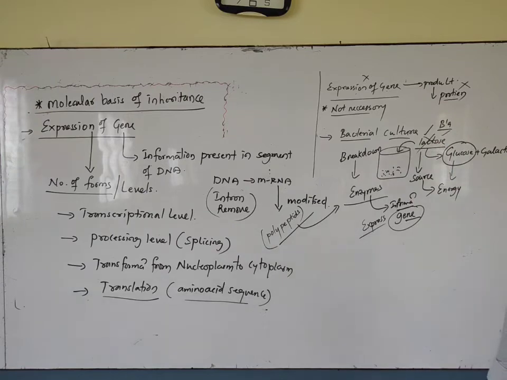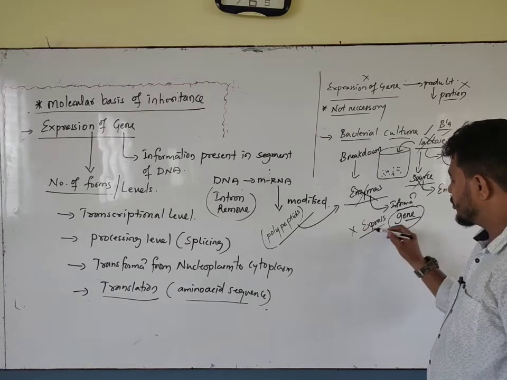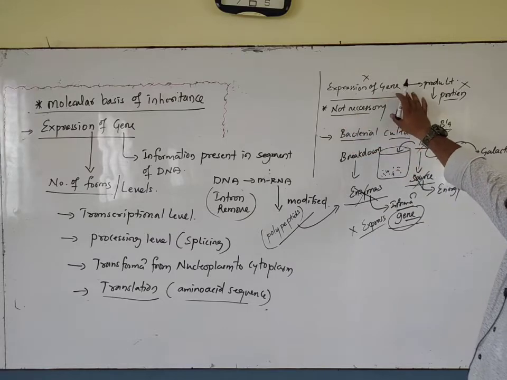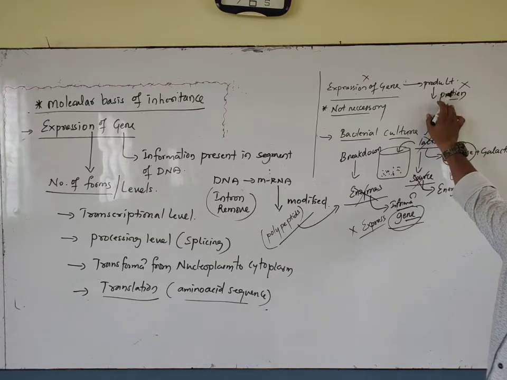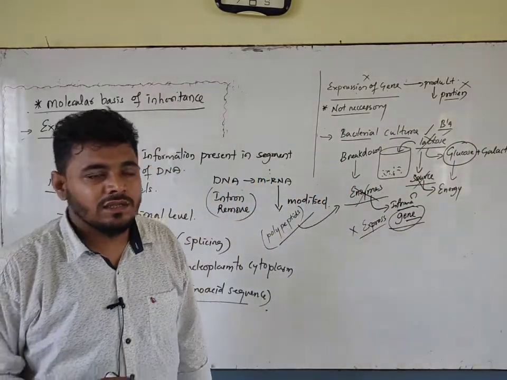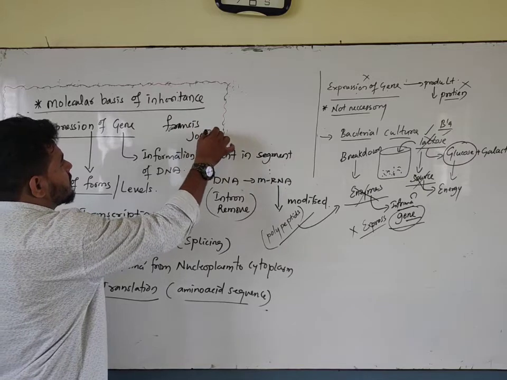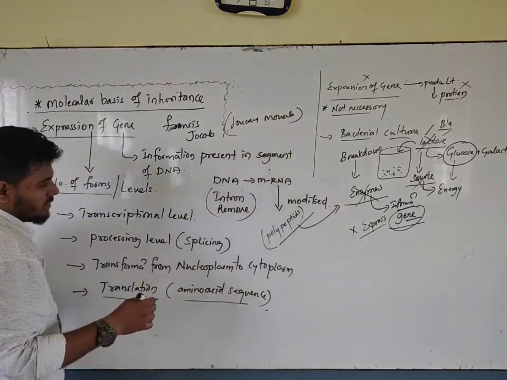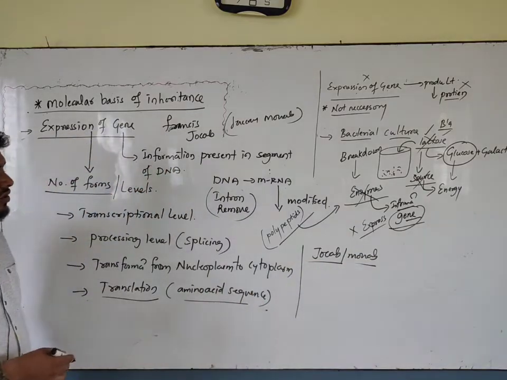If in a medium there is no lactose, there is no source of energy, then there is no need for production of these enzymes. That means there is no need for expression of these genes. Okay, so whenever there is a necessity, the genes are expressed into a particular polypeptide or protein. If not, they will not express. So this concept was given by Francis Jacob and Jacques Monod. So this concept is called the Jacob and Monod concept.